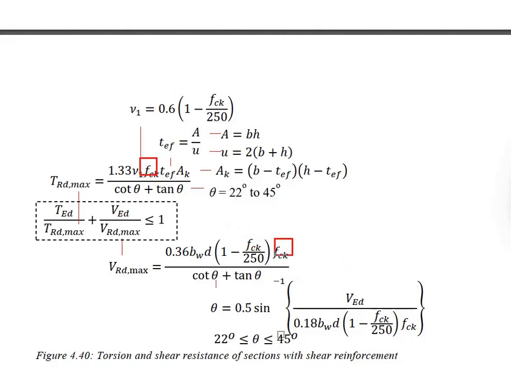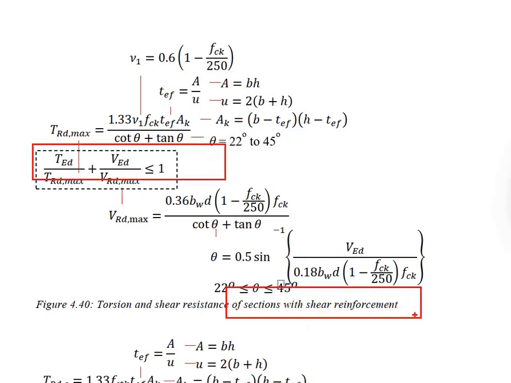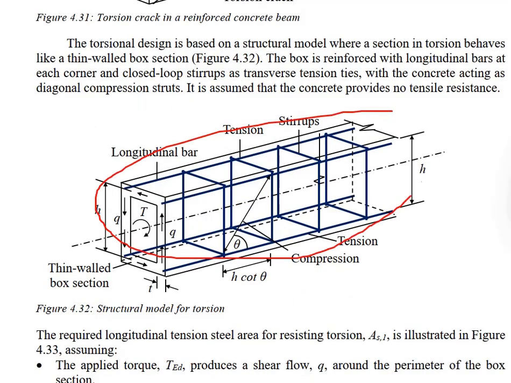Higher concrete strength will give you greater resistance to the torsion and the shear. And then you will do the trial and error until this interactive formula passes. This is about the equations for the sections with shear reinforcement. What kind of sections are we referring to? Normally, we refer to the beam sections or column sections, where those sections have shearing.